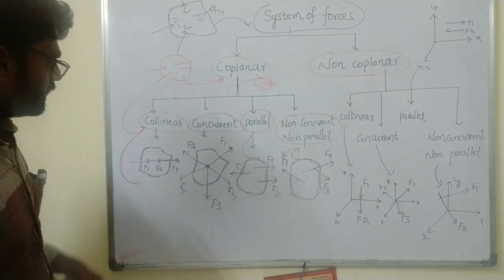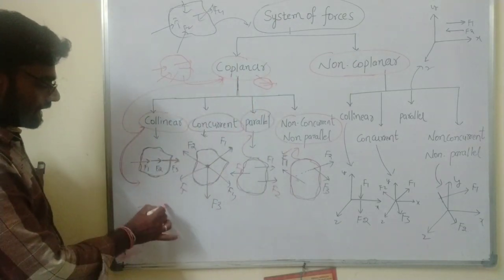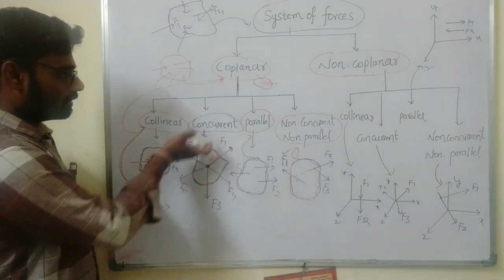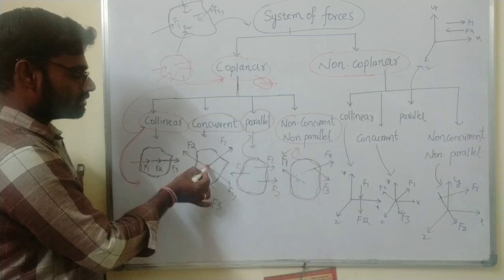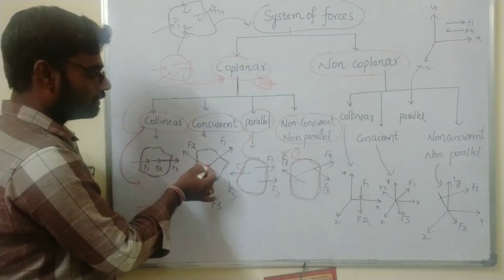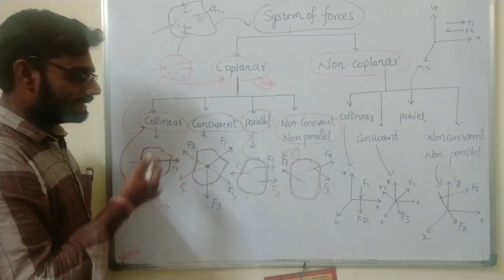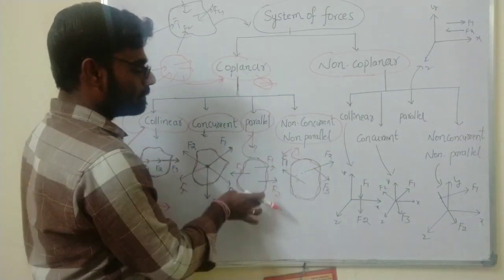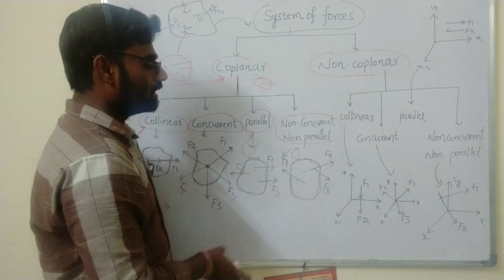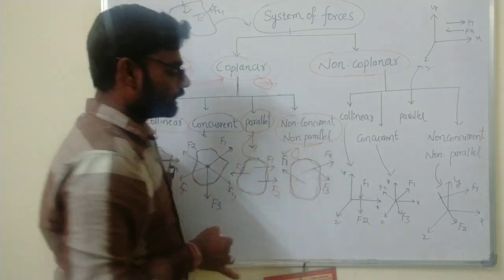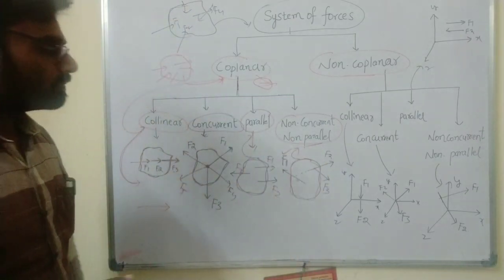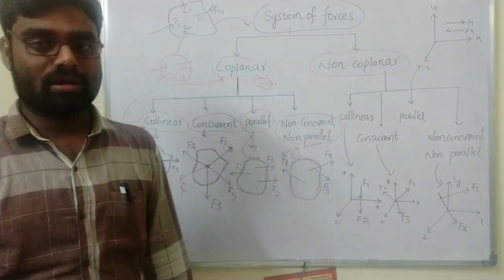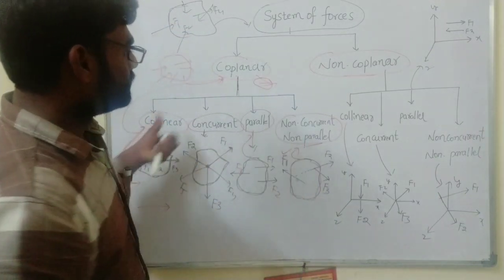Clear? Okay. So collinear means all the forces acting in a straight line, within the same plane. Concurrent means all the forces intersect at a single point, within the same plane. In parallel, all the forces are parallel to each other, and lie in the same plane. So non-concurrent, non-parallel means neither parallel, nor meet at a single point. That is known as non-concurrent, non-parallel forces. Okay, so this one is the coplanar force.